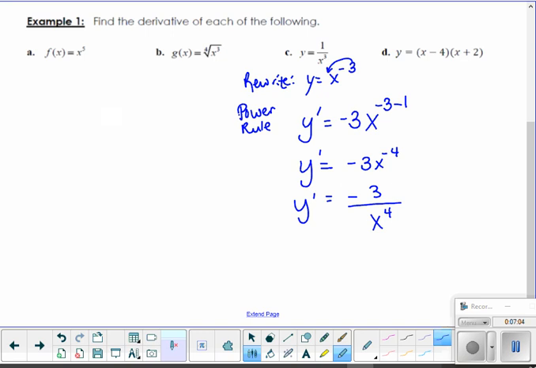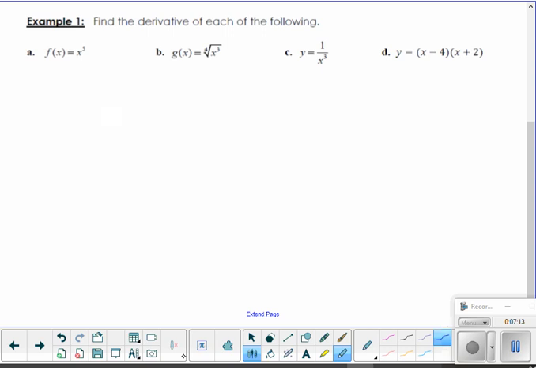I don't know a product rule for derivatives. At least I don't yet. Soon, that'll be coming our way. Instead, what could we do to this? We could distribute it through. We could FOIL this out. And that's going to give me y equals x squared plus 2x minus 4x minus 8. Simplify one more. Y equals.